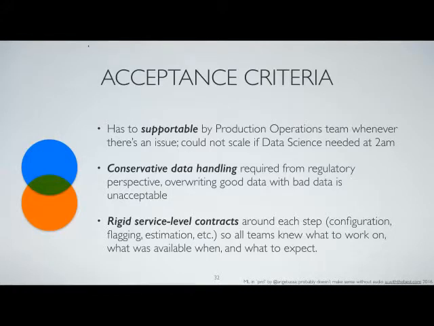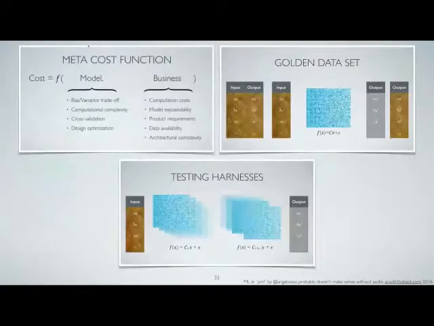And the third piece was these rigid service level contracts, so that if production operations at 2 a.m. ever has anything that they need to escalate, they need to be able to know who to escalate to very quickly. So the same things apply here. We have a meta cost function where we took into account how much it would cost to deploy all of our data streams going through this in the cloud, which is part of the move that we are making of our systems to the cloud. So all of the same questions also apply. We also had several golden data sets that we fed into our version and their version of the algorithm. And we also had perturbed testing harnesses.